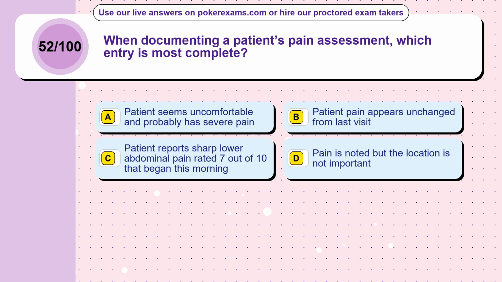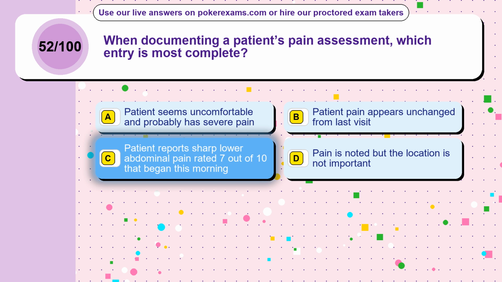Question 52. When documenting a patient's pain assessment, which entry is most complete? Option A. Patient seems uncomfortable and probably has severe pain. Option B. Patient pain appears unchanged from last visit. Option C. Patient reports sharp lower abdominal pain rated 7 out of 10 that began this morning. Option D. Pain is noted but the location is not important.